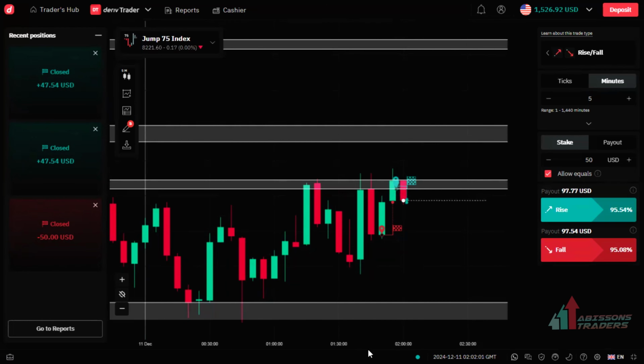So since this is a downtrend and I'm only looking for sell entries, let's see if we can get another momentum candlestick and place a down trade, expecting the price to drop. All right, so let's wait and see if this candlestick can close with a good momentum.